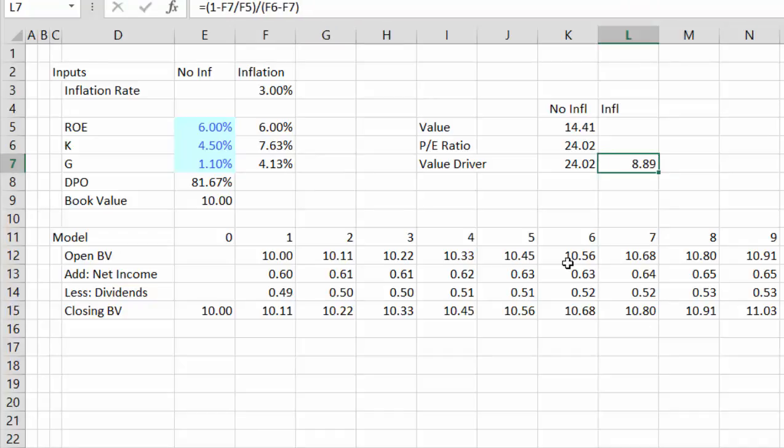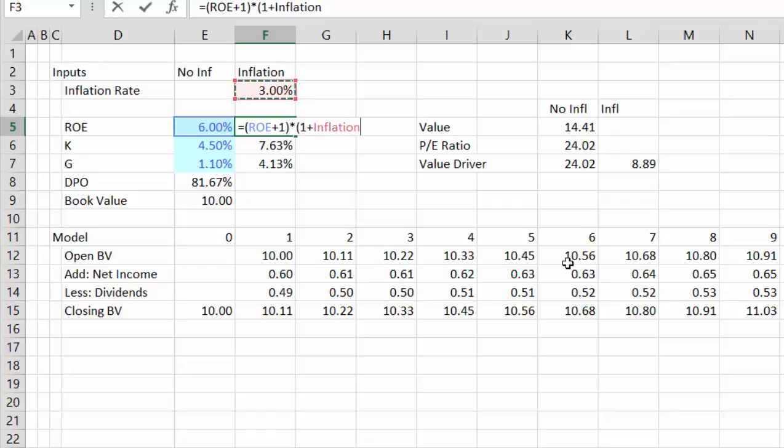Okay, I'm going to try to get a little more interesting with this video, get more emotional. First of all, I made a mistake. This was 1 minus G divided by ROE. And then we divide this whole thing by the K minus the G. And I get 8.89. Now if we did the same thing, if we put inflation into this, we still get a whole lot lower PE.